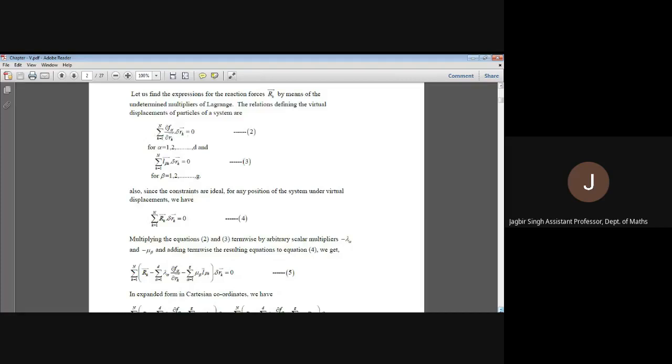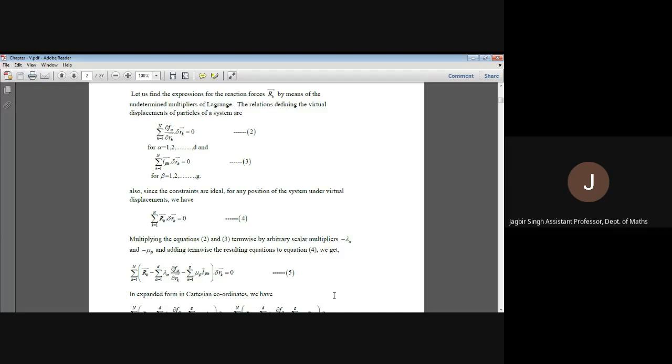In all the three equations, one term is common, summation k from 1 to capital N, so that is taken common. Then in equation number 4, we have rk. From equation number 2, we will have minus lambda alpha curly f alpha by curly rk. But alpha lies from 1 to d, so we have summation alpha from 1 to d lambda alpha curly f alpha by curly rk. Then from equation number 3, we will have minus mu beta L beta k, but beta lies from 1 to g, so we will have a summation beta from 1 to g mu beta L beta k del rk is equal to 0.